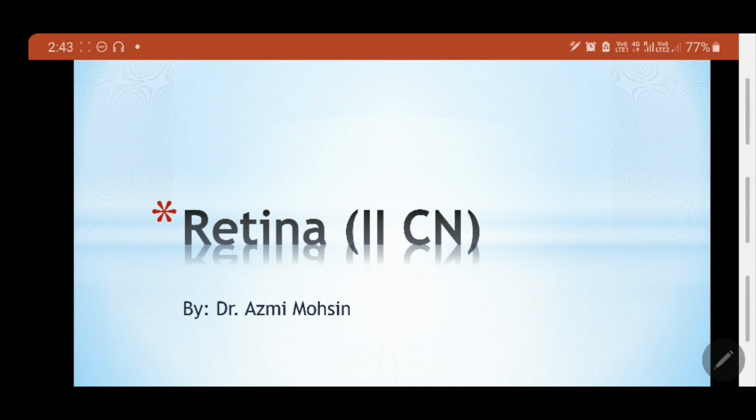In this presentation, I am going to teach you about the retina. The retina is the innermost layer of the eyeball. It's a highly specialized photosensitive layer. I believe you have an idea about the basic structure of the eyeball. It has three layers from outside to inside. Outside is the sclera, the fibrous layer. Then the middle one is the vascular and pigmented layer. And the innermost layer is the retina. So this is a photosensitive layer.